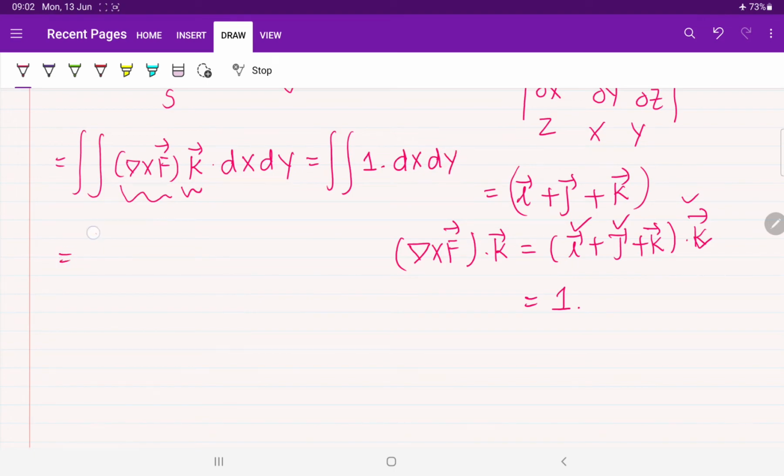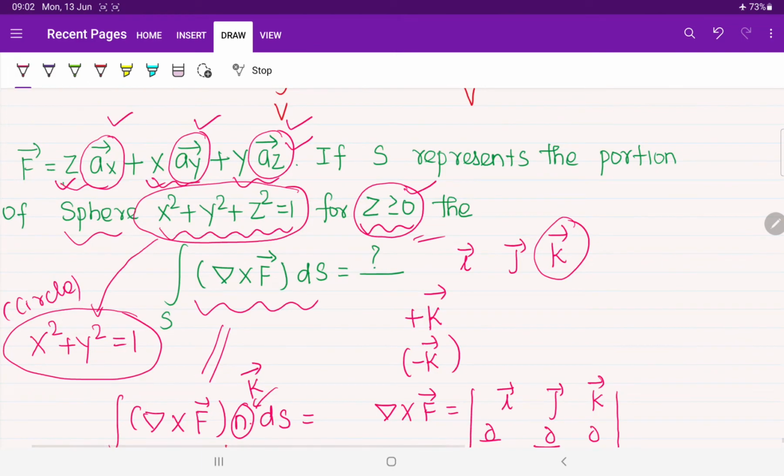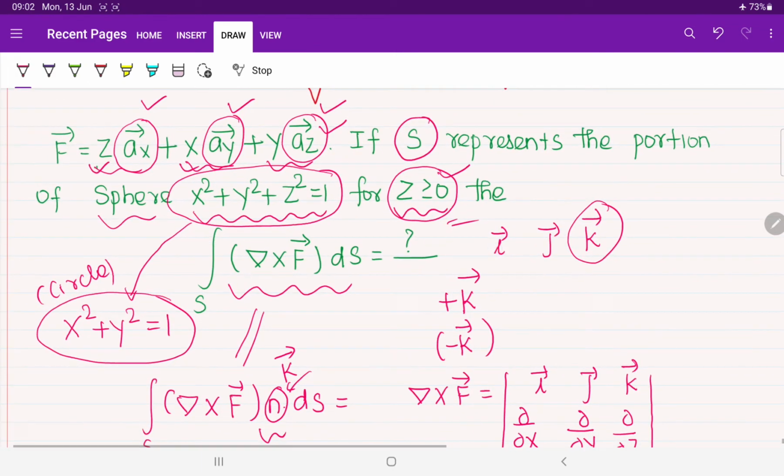Whenever we have simply the double integral of dx dy, since in the question they are talking about a sphere, the surface represents the portion of the sphere. Surface means area. First conclusion, it represents the area of the portion of the sphere, and a portion of the sphere means we will be talking about a circle. If you are considering volume, then you can consider the whole sphere. If you are considering the surface of the sphere, it will be a circle, yes or no?